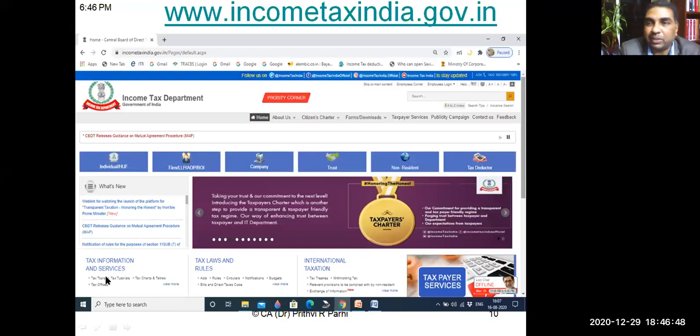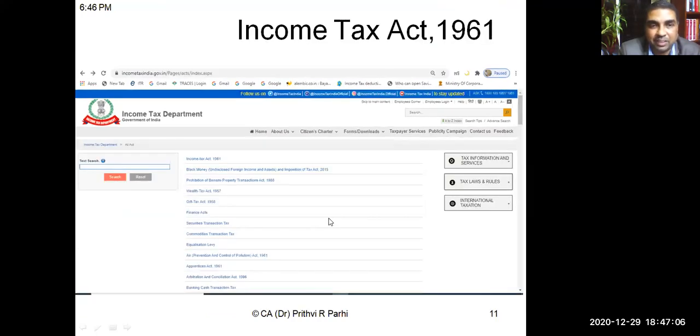Tax tools are also there. In the previous class I had shown you a demo of how to use the tax tools, how you can use the tax calculator. So there are certain useful things, and many other things are also there on this site. So please visit this website and make yourself familiar with the income tax department's website. Okay, that is one thing.